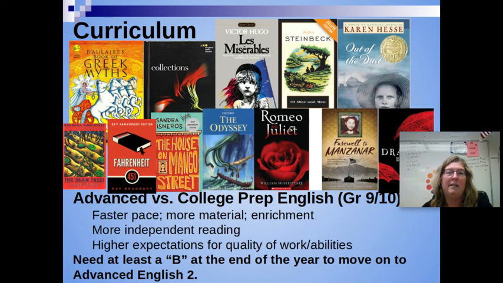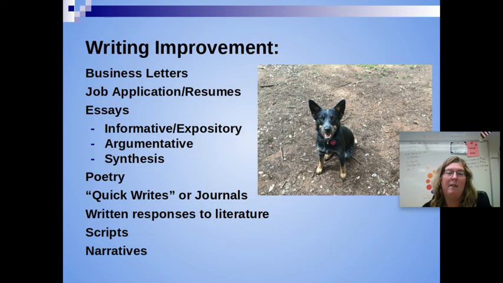A student does need at least a B in Advanced English 1 at the end of the year to move on to Advanced English 2. These are some of the pieces of writing that they'll be doing, and my dog Ruby.